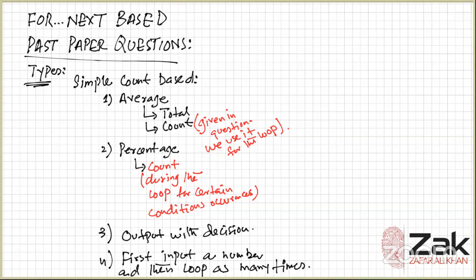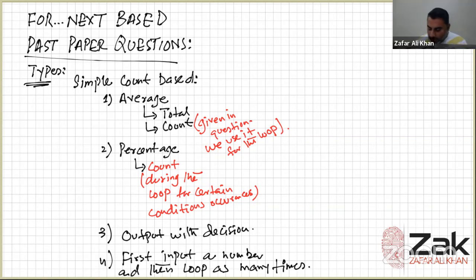All right, all right. So in simple count-based loops, we would have these four types of questions. First, we'll be asking for average. Average requires you to have total. So every time you input, you total. And then for a given number of times, that given number of times will be used to find the average. Secondly, they will be asking for percentages.